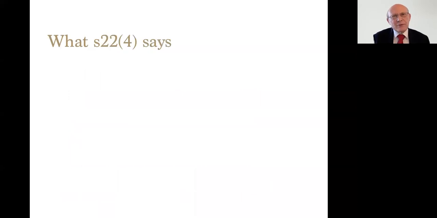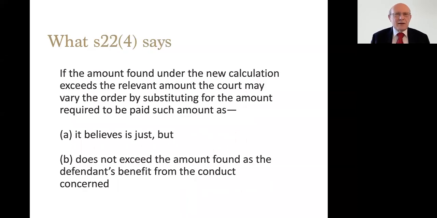Subsection 4 says this: if the amount found under the new calculation, so that's his available amount today, exceeds the relevant amount, the court may vary the order by substituting for the amount required to be paid such amount as it believes is just, but does not exceed the amount found as the defendant's benefit from the conduct concerned. So if the amount found under the new calculation exceeds the relevant amount, that's the test under subsection 4.